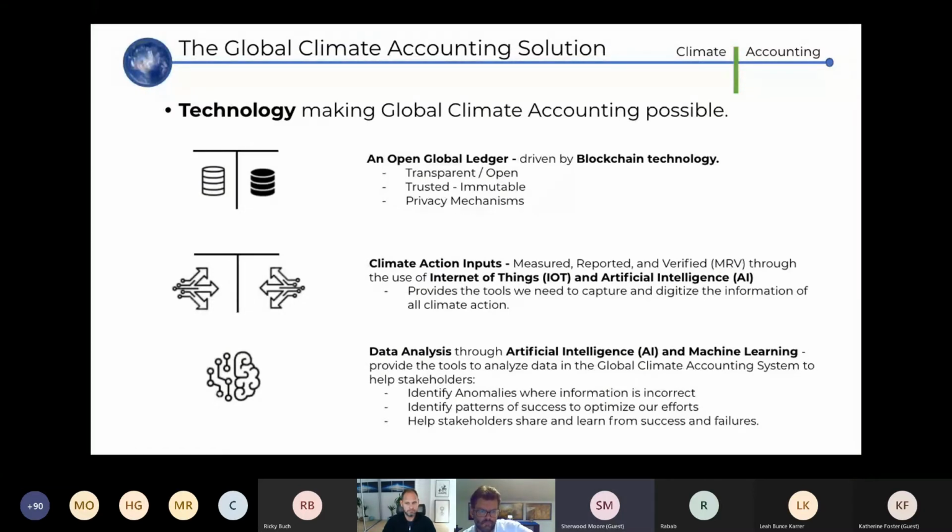I'm going to move down now to the actual climate action inputs. This refers to all those millions or potentially billions of climate actions that we're seeing every year. Every single action needs to be measured, reported, and verified. When I say climate action, I mean either emissions or some sort of action that removes emissions from the atmosphere or decreases emissions. So every single climate action has to be measured, reported, and verified. And you can imagine that's not very scalable.